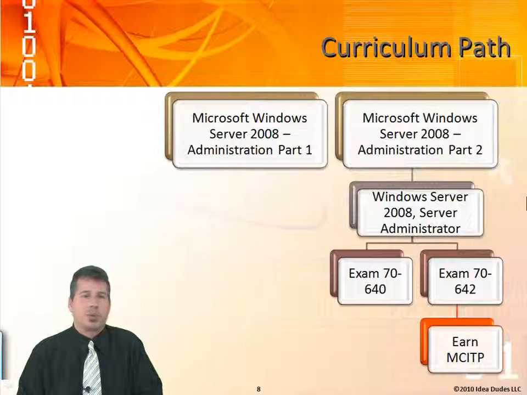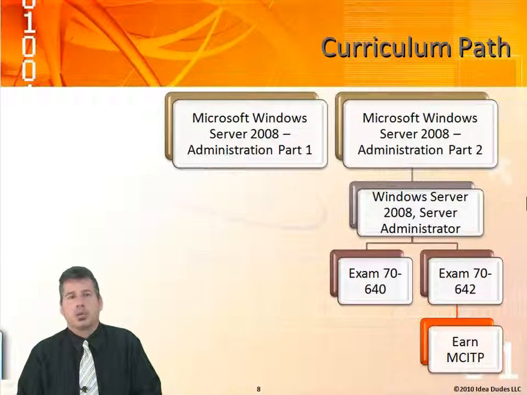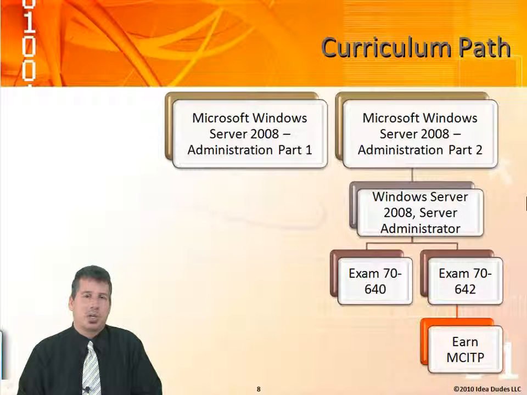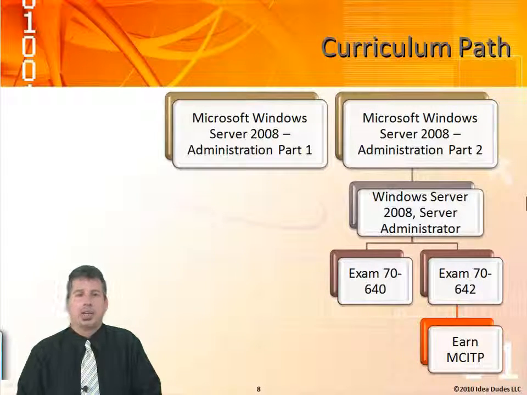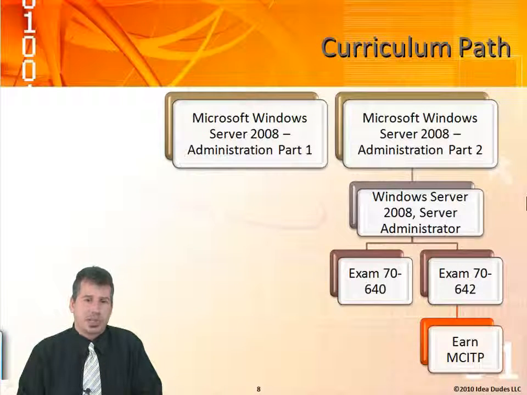So when we look at the curriculum path, you have Windows Server 2008 Administration Part 1, Part 2, Windows Server 2008 Server Administrator, which is 70-640, 642, and you earn your MCITP by finishing the Administration Part 1, Part 2, which is the 70-646 exam.